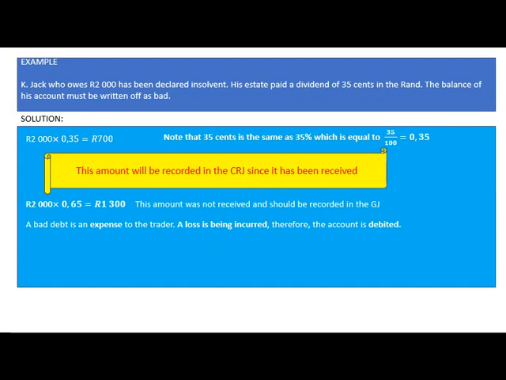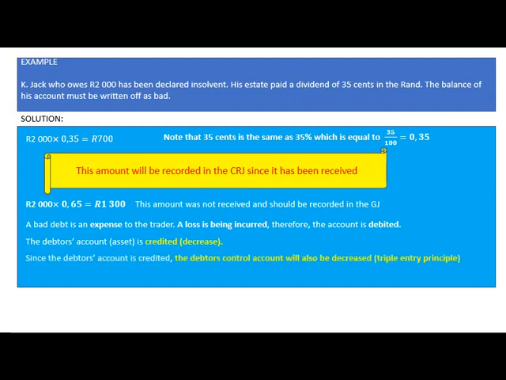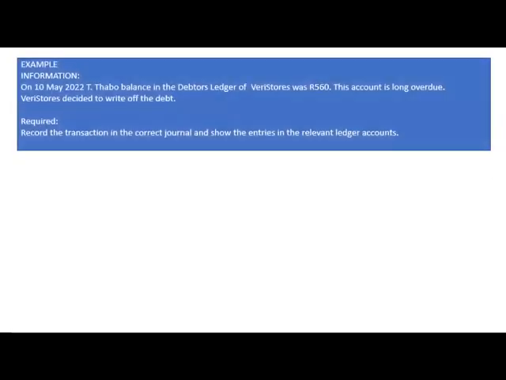And then we credit the person that is owing us, which is the debtor, and then we credit what we call debtors control, which is the control account, which records everything that was owed to us. We are going to reduce it as well because we'll be owed 1,300 less.